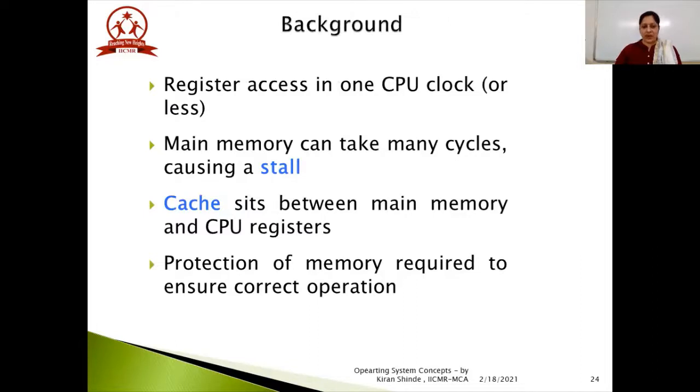Register access requires only one CPU clock cycle. So essentially, register access by the CPU is much faster as compared to access to secondary storage such as hard disk. Main memory can take many cycles, causing a stall. It requires a much greater amount of time to access anything from main memory. So cache memory is also used to make access faster for the CPU, in order to execute the instruction in the given time. And protection of memory is also required to ensure correct operation. All these background points are going to be addressed in the video series on this particular topic.